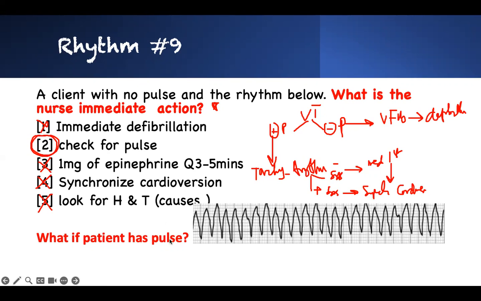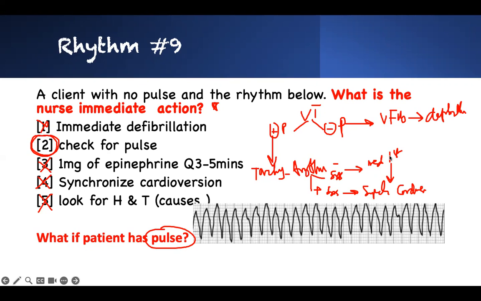What if the patient has pulse? If they have pulse, you go tachyarrhythmia, you give them medication: beta blocker, amiodarone, calcium channel blocker, right? But before you do that, see if they have symptoms. If they have symptoms, you do cardioversion. If they have no symptoms, then you give them those medications. So there are certain steps you have to do. And this is the mental thinking we go through.